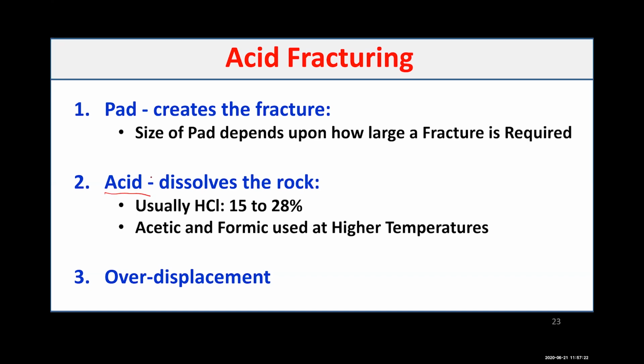Usually we are talking about between 15 to 28% HCl. If the reservoir temperature is too high, 300 Fahrenheit or higher, we would like to use either acetic or formic acid. Then finally, we always end with an overdisplacement or some fluid that allows us to push the acid a little bit deeper inside the formation. So these are the three steps that you do when you are pumping acid fracturing.